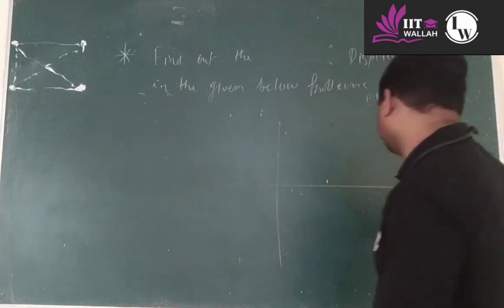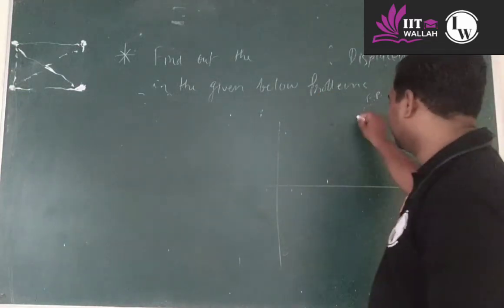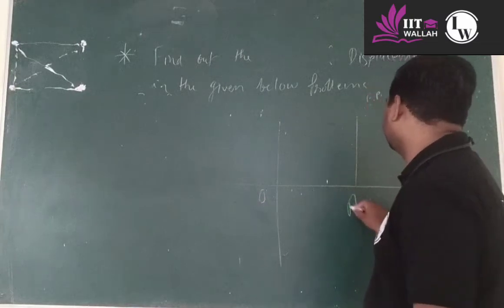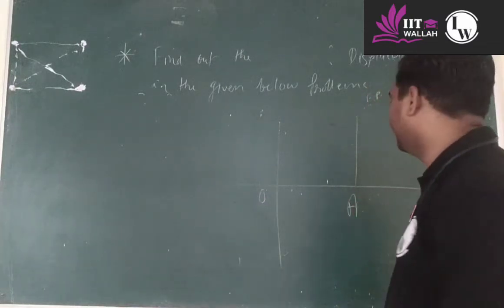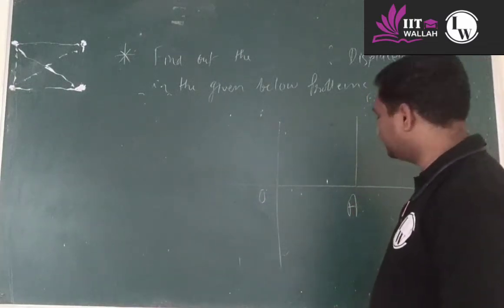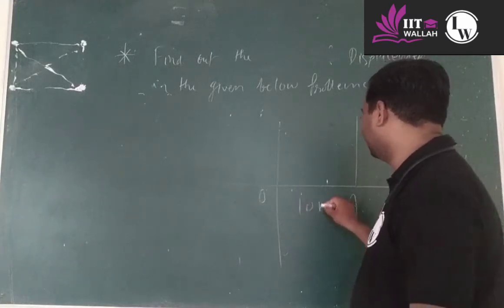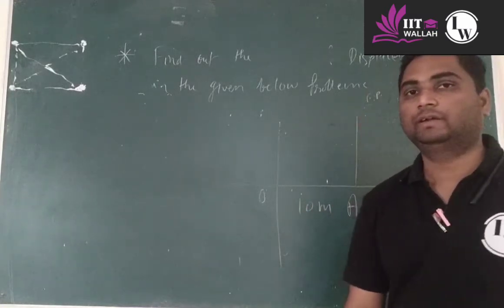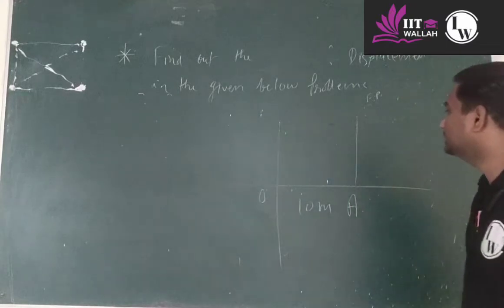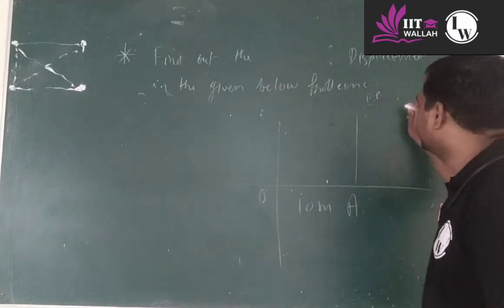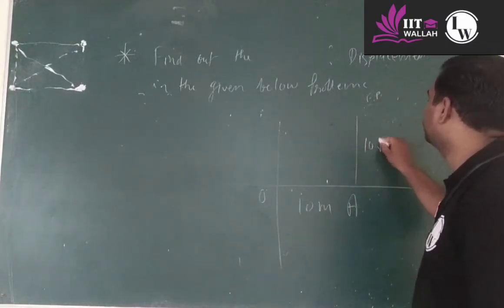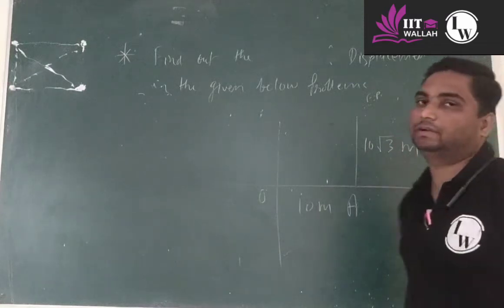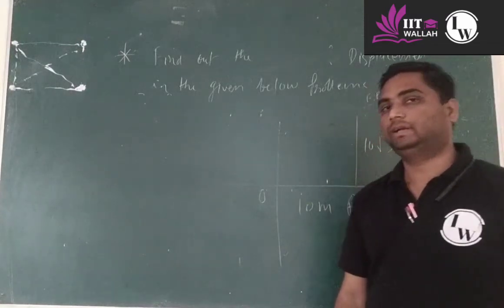Suppose the line OA has a length of 10 meter, and this other length is 10√3 meter.